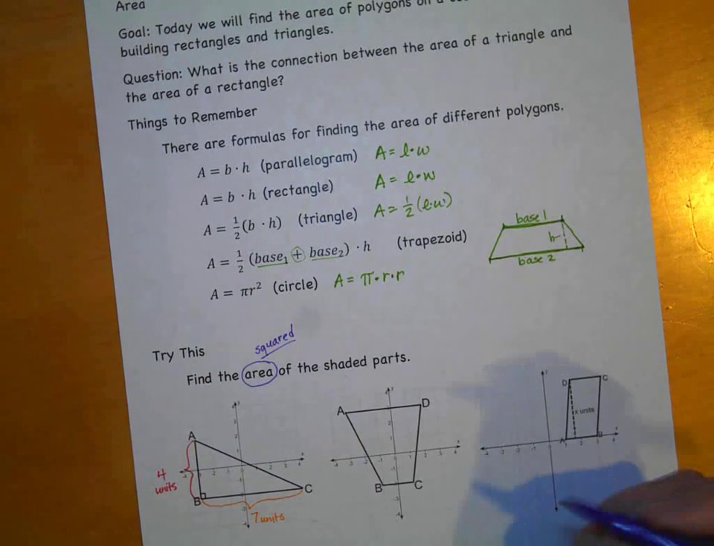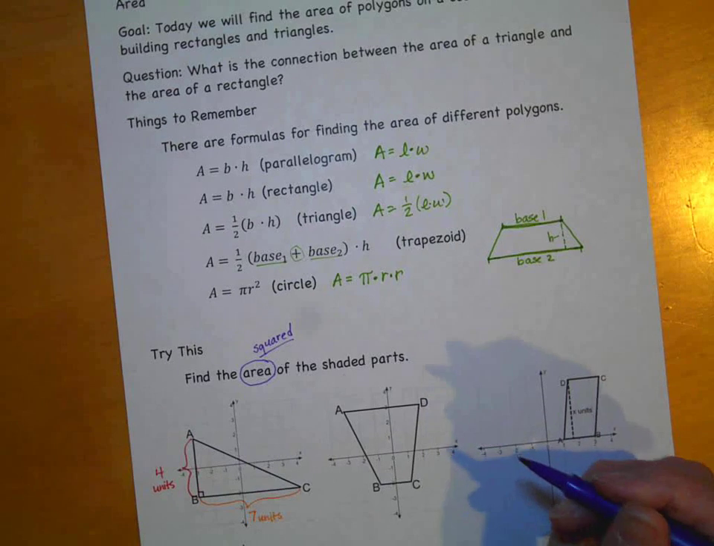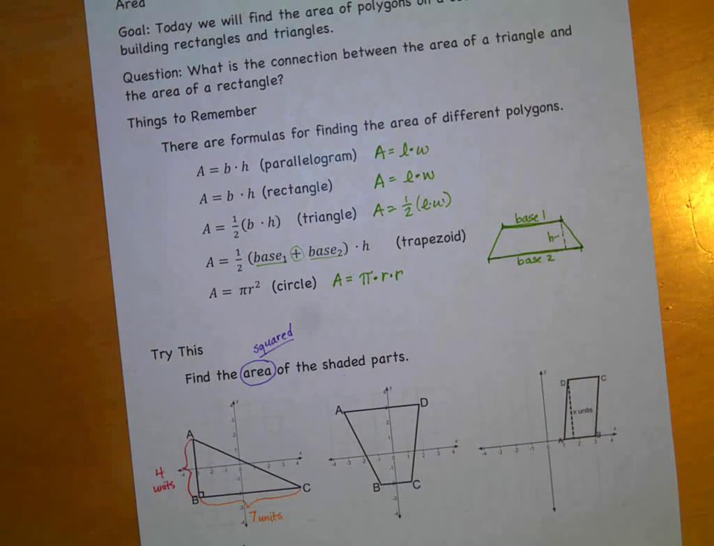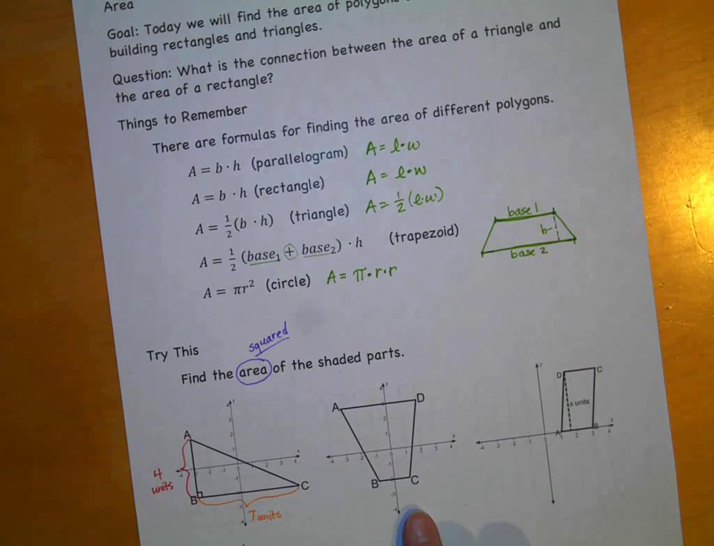Area is always squared. What is area? Squared. So your answer has to be units squared. Okay? So that wasn't bad, right?